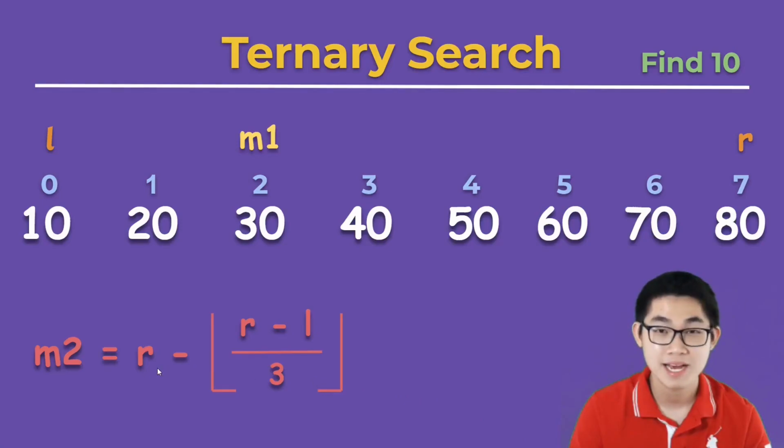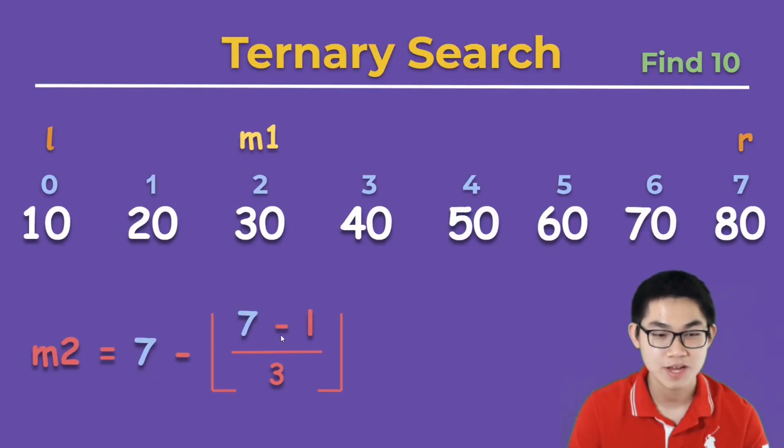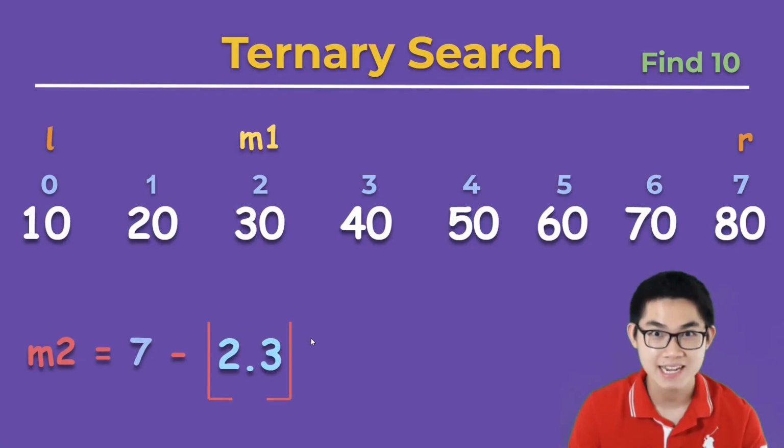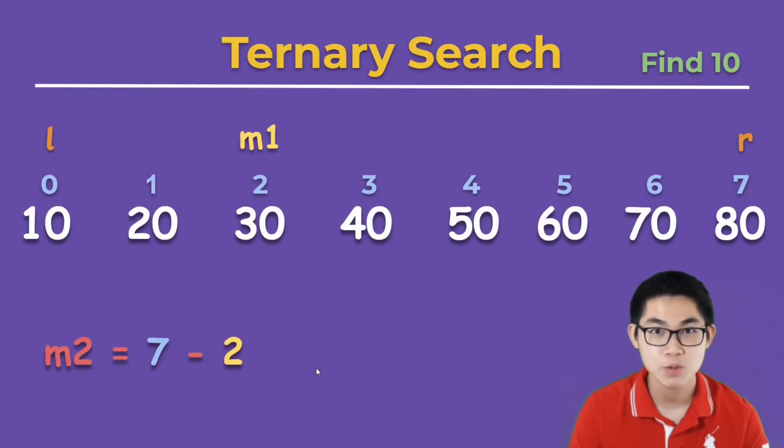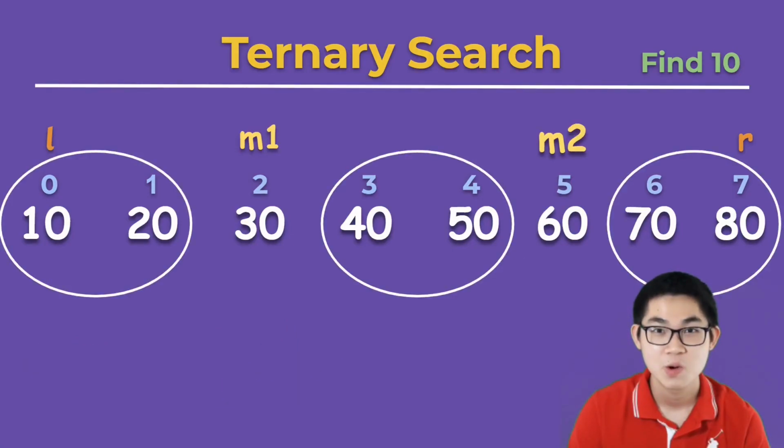And here is the formula to find the second mid. R is 7, R is also at 7, and L is at 0. So you get 7 divided by 3 again, and that's 2.3 rounded down, which gives you 2. And then M2 is at index 5. We split the array into 3 groups. And since we're trying to find 10, and 10 is smaller than 30, then 10 must be in the first group. So we simply move R over to the first group, like this.